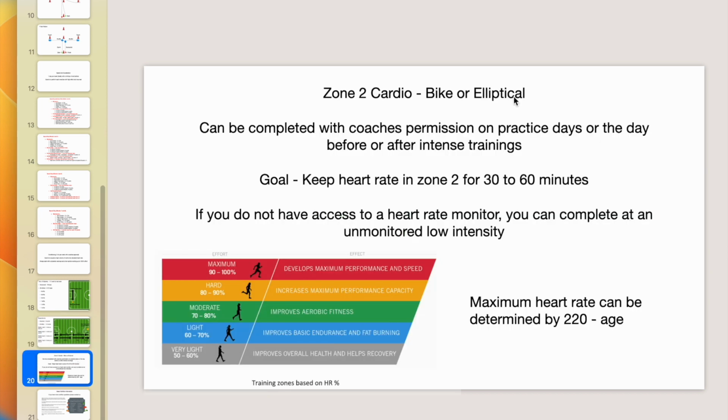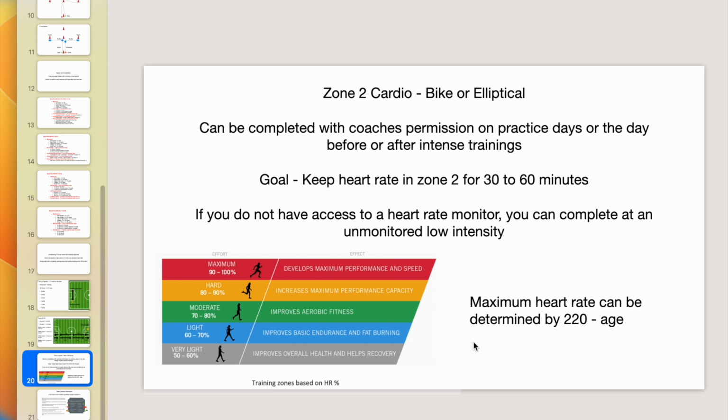Additionally, zone 2 cardio, recommended to be done on a bike or an elliptical. This can be done with the coach's permission on practice days or the day before or after intense training. So the intensity, or the fatigue, doesn't matter so much for zone 2. The goal is to keep your heart rate in zone 2 for 30 to 60 minutes. You can determine your max heart rate by 220 minus your age. If you don't have a heart rate monitor, just go very slow.